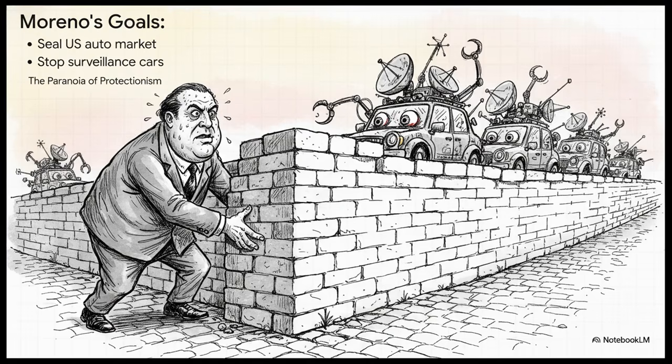But his second reason is where things get really intense. He argued this blockade is necessary to stop the creation of what he called roving surveillance devices. Moreno posited that Chinese manufactured vehicles are laden with technology designed to actively spy on Americans, basically framing the cars sitting in your driveway as literal intelligence-gathering tools operating on American soil.